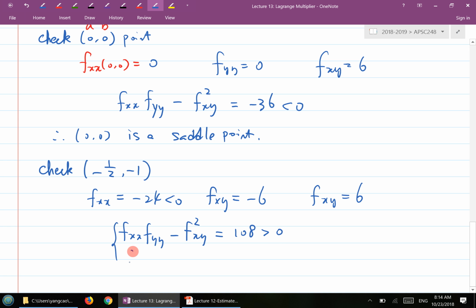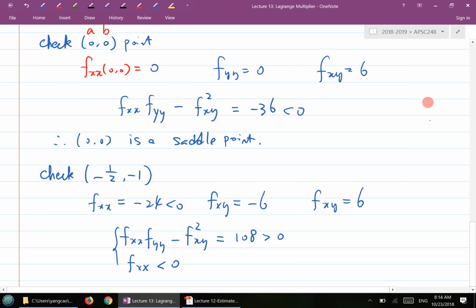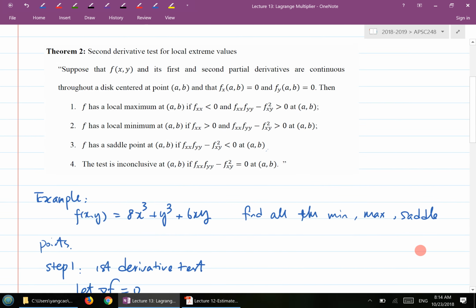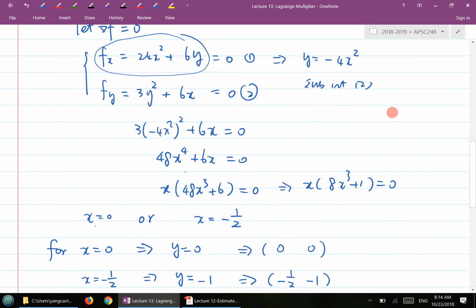Okay, so you can put this together here, just for the ease of making a decision. So if you have the sign of these 2 expressions now, if you go back to the theory, which one does that match here? Which is the first one here, right? Yeah. So that means the negative 1/2 and negative 1 point is a maximum location.